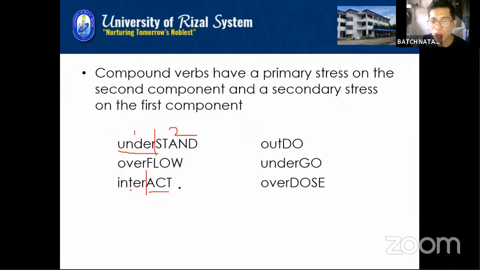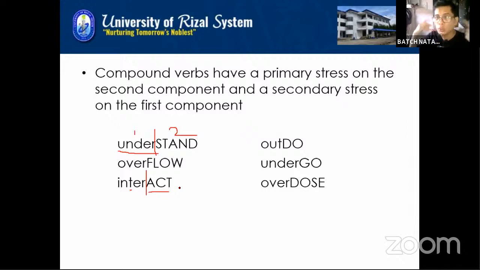Then we have undergo, undergo, undergo. When you say it, the stress is on the second component, so it's long, and the force is there. Then we have the sixth word, which is overdose.